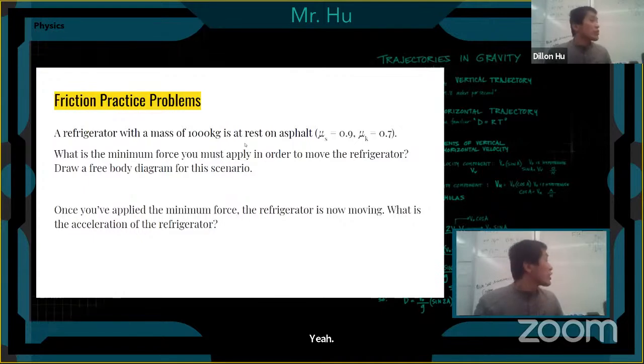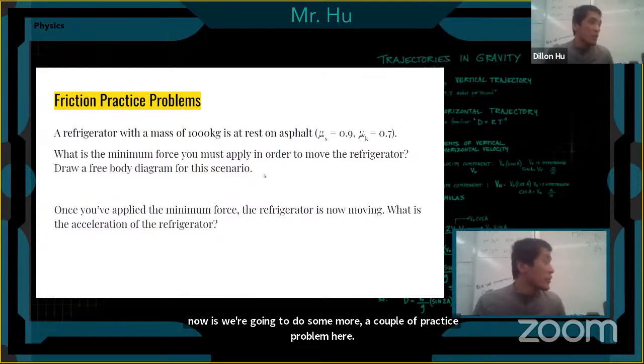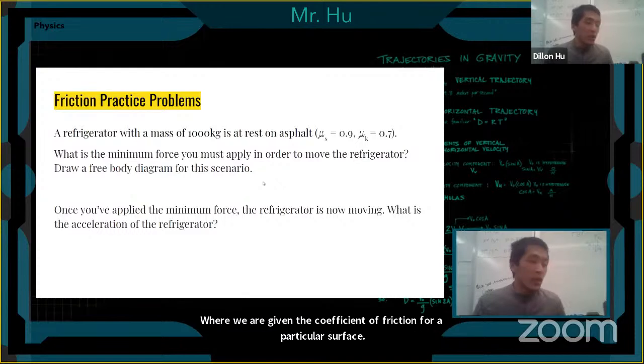What we're going to do now is a practice problem where we are given the coefficients of friction for a particular surface. In this practice problem, we have a refrigerator with a mass of 1,000 kilograms that is at rest on asphalt. Asphalt has a coefficient of static friction of 0.9 and a coefficient of kinetic friction of 0.7. We want to figure out the minimum force you must apply in order to move the refrigerator.